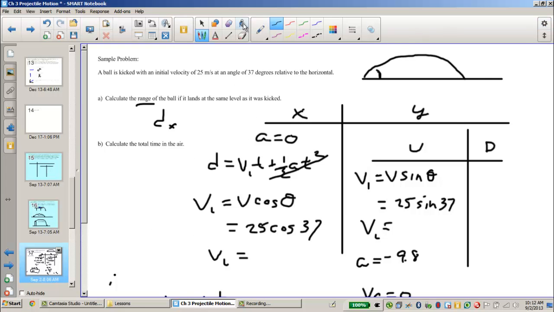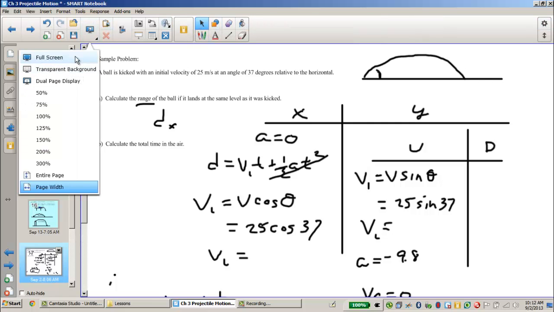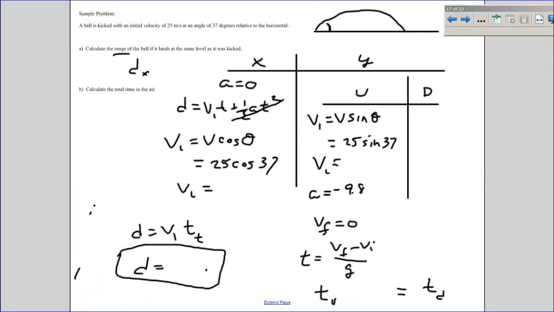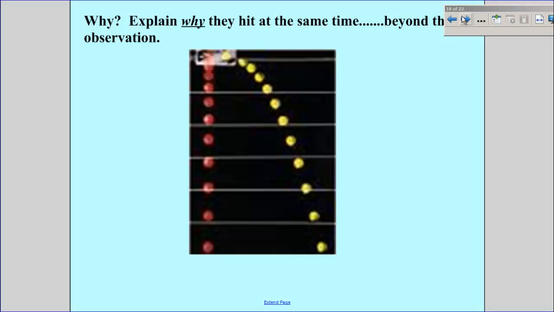Let me get rid of this thing again. Again, the thing I'm most interested in is why. Why did it hit at the same time? When we analyze motion, X and Y, I think you can go back to Newton's laws, and I will do an explanation in class using relative perspective as another way of looking at it. So I'll come back to that in class.